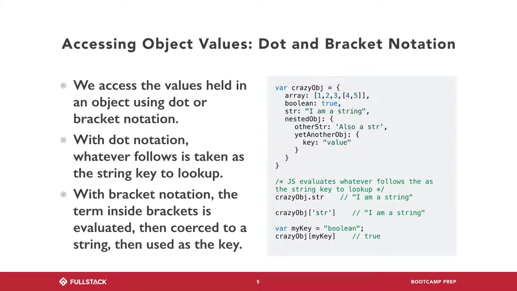But the limitation of dot notation is that you can't do dot and then put in a variable name, right? Because JavaScript is going to say that the only reason you ever use dot is to give me something that's going to be converted into a string. So if I try to do crazyObject dot, in this case my key, it will think my key is a string, not that my key is a variable. Okay, so we use dot notation here. Make sure that whatever you're writing after the dot is literally what you want to be converted into a string.